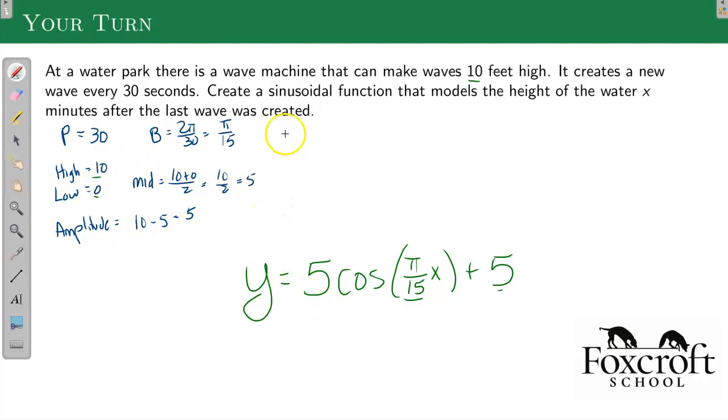And then this was a little ambiguous. The last wave was created. I'm thinking about that as the last time the crest of the wave was made. You could also think about it as the last time there was no wave, so you would put a negative sign in front of this. This one's a little ambiguous, so negative or positive I think would make sense for the scenario.